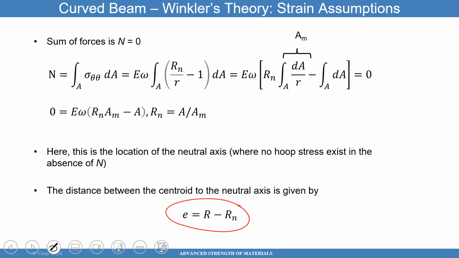So remember, the centroidal radius, the radius from the center of curvature to the centroidal axis, is R, and the location from the center of curvature to the neutral axis is Rn, and we call this e. That's what a lot of books call it.